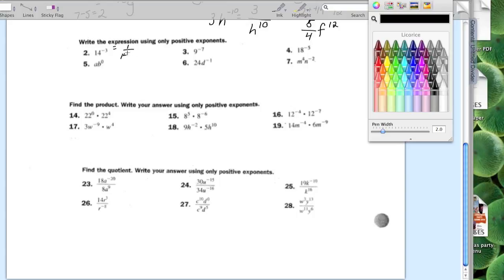Alright, going back to what we did at the beginning, 14 to the negative third, just writing these with positive exponents. It's going to be 1 over 14 to the positive third. This is going to be 1 over 9 to the positive 7th, 1 over 18 to the positive 5th. A stays the way it is.